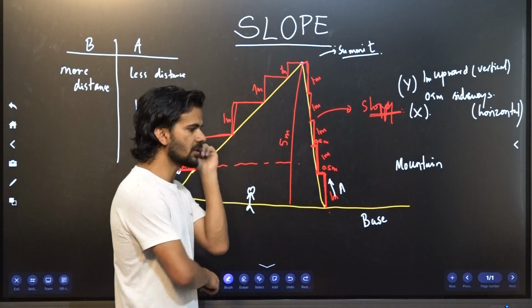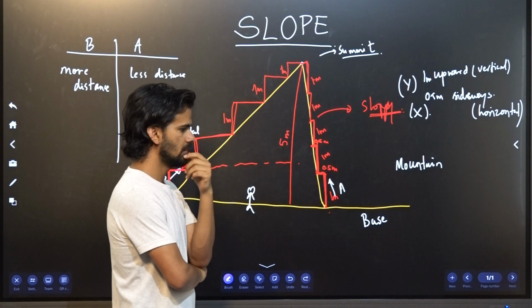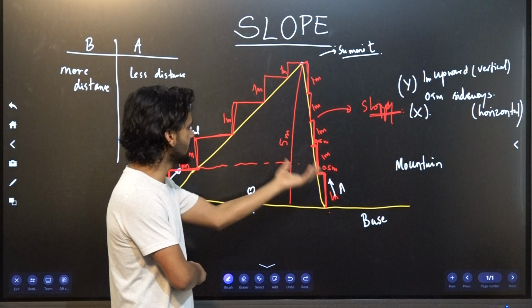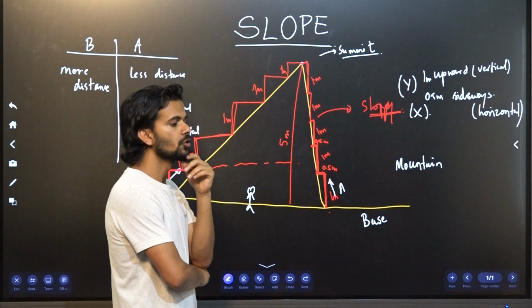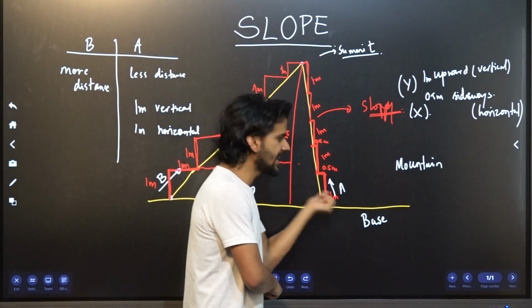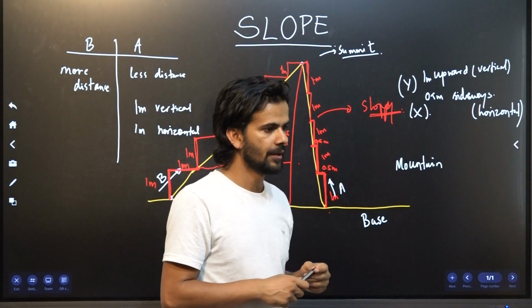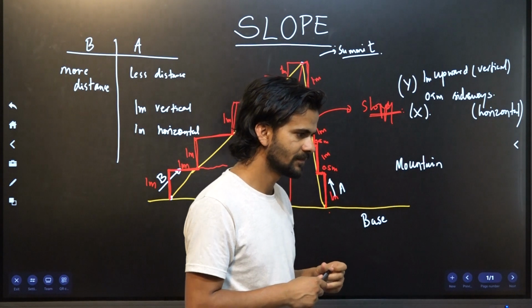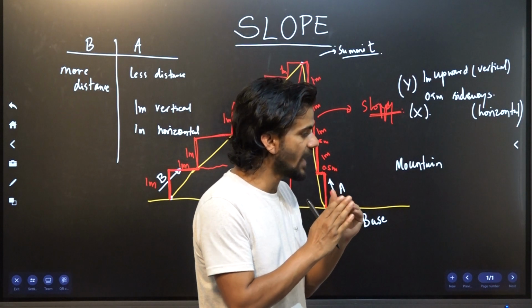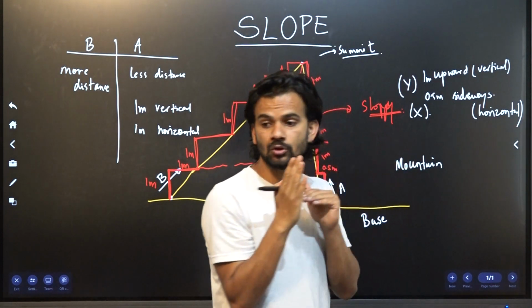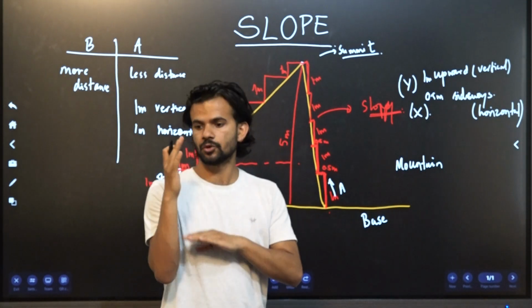In which case is the horizontal distance less? In which case, A or B? A. So it looks like A is more slopey. So in order to be more slopey, what should happen? The horizontal side should be less. Right. You cover less horizontal distance while covering the same amount of vertical distance. So this comparison should be there.